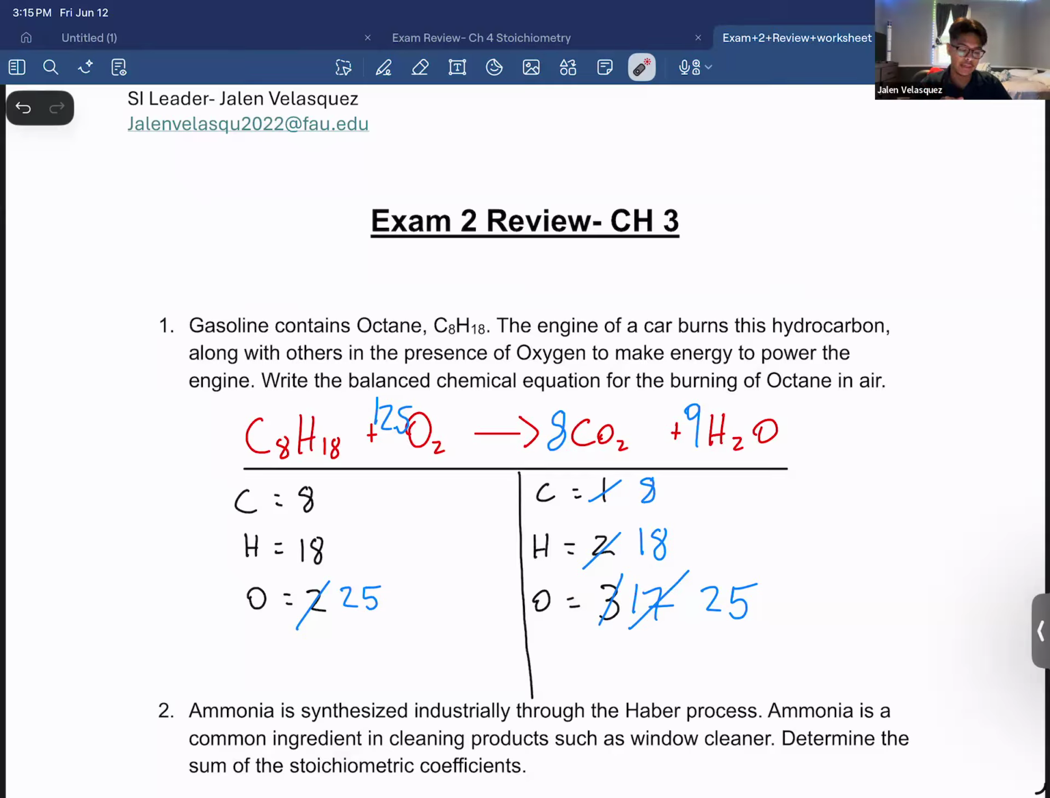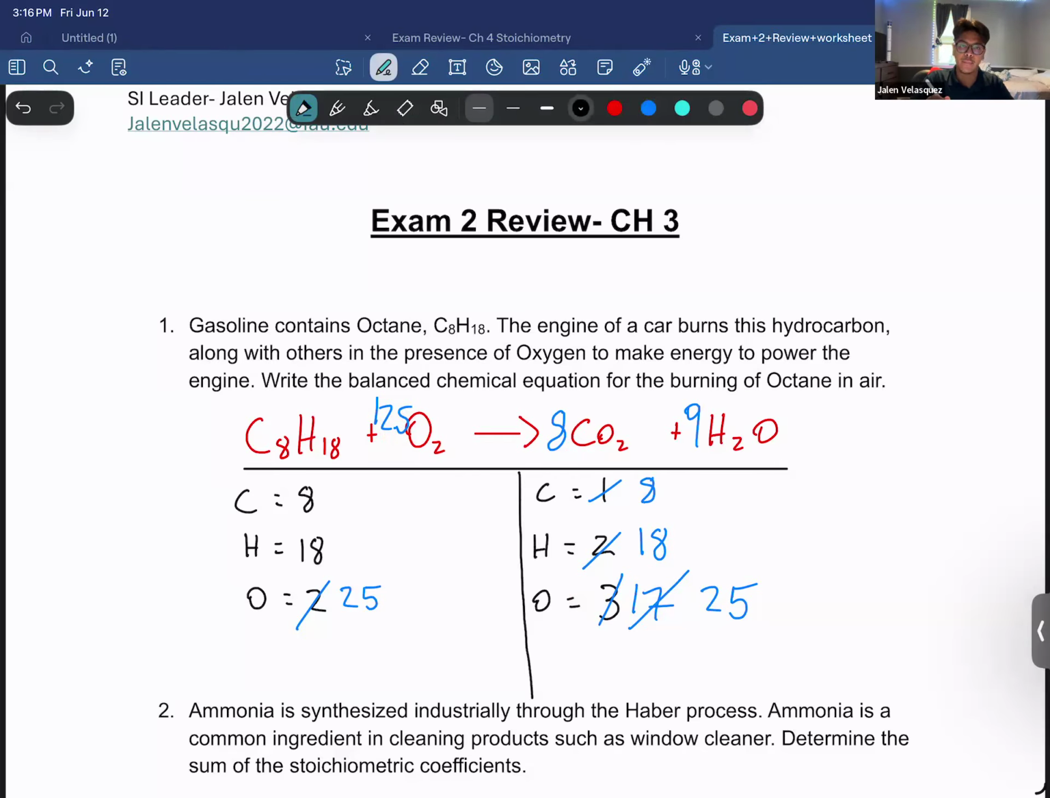Because these coefficients must be whole numbers. You cannot have any decimals, you cannot have any fractions. So I have a decimal with a 0.5, and I want to cancel that 0.5 out. How can I do that? To get rid of that 0.5, we're going to multiply each term in the equation by 2 in order to get rid of that decimal.